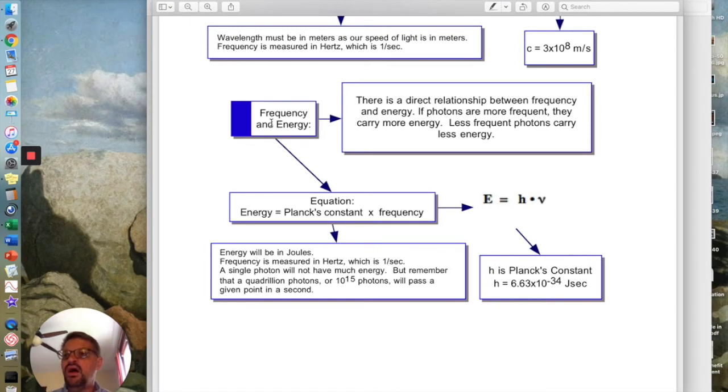If light waves are more frequent, they transfer more energy to matter. Radio waves won't really do much to your body because the waves are so big, they're not very frequent, and they carry low energy. Whereas again, gamma rays would do a lot of damage to you. Gamma rays are extremely frequent and carry a tremendous amount of energy. So if light is less frequent, it carries less energy. If light is more frequent, it carries more energy.